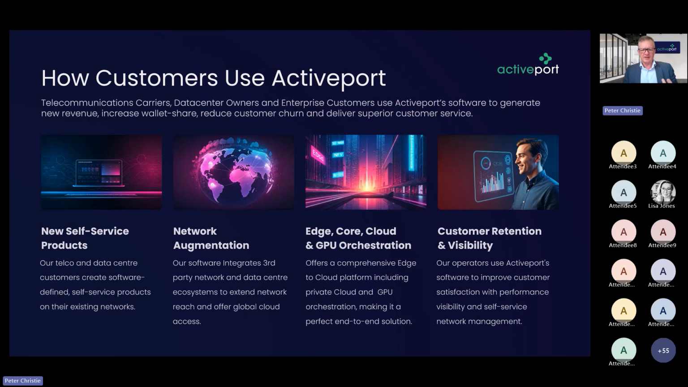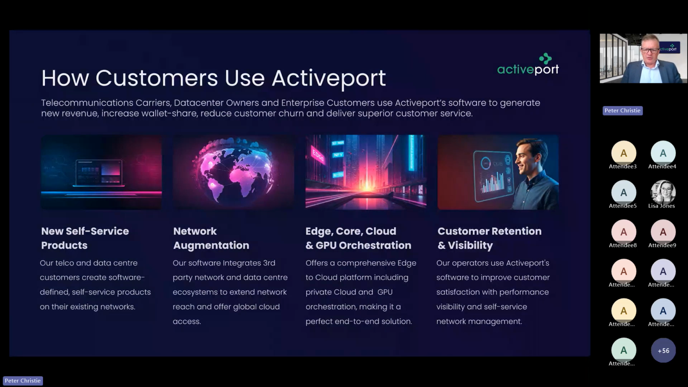And a lot of our telco customers are using our software to bond their network with network as a service providers like Console Connect, Equinix, Megaport, etc., to give their domestic network more global reach. And so we call that network augmentation, and that's a very, very popular feature set of our Activeport software. We have a complete edge, core, cloud and GPU orchestration feature set in the product.